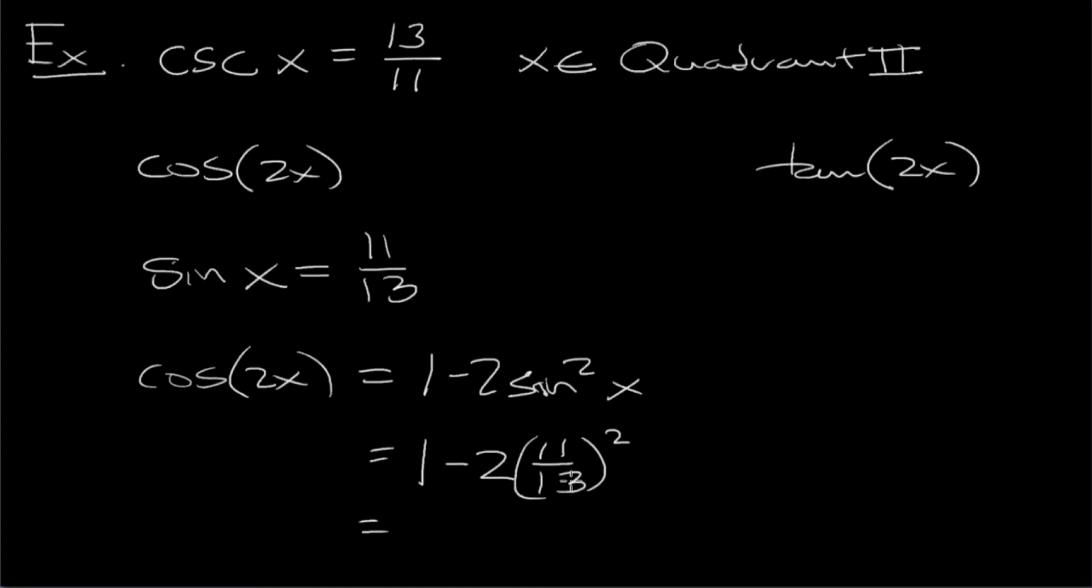And I see that this is 13 squared. So 13 squared is 169. So I'm actually going to write 1 as 169 over 169 right away. And then this would be 2 times 11 squared, which is 121, and then 13 squared is 169. So then I have 169 minus 242. 169 minus 242 is going to be negative 73.